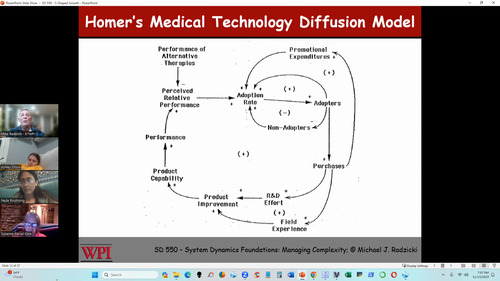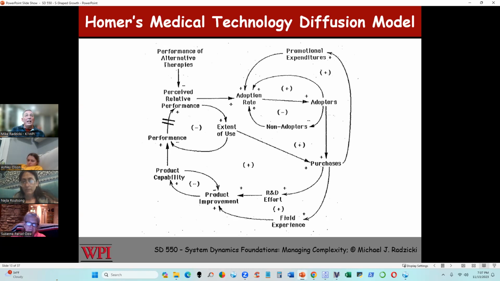So anyway, along those lines, the more purchases you have, the more R&D you can do to improve the product, and the more experience you have with patients who have been given the pill or the device or whatever, as Suzanne is kind of alluding to. In this case, this is Jack's model, not mine, but his, that leads to product improvement. They have more capabilities. You can Bluetooth now, you can, whatever, better performance and better perceived relative performance, more adoption. So we have more positive loops going on there.